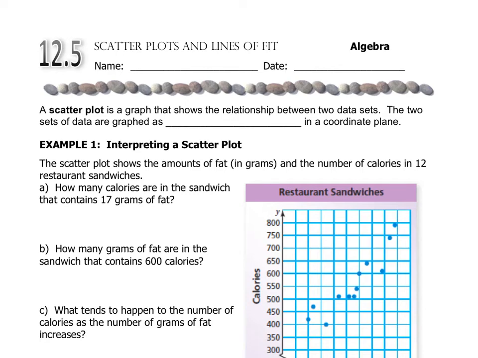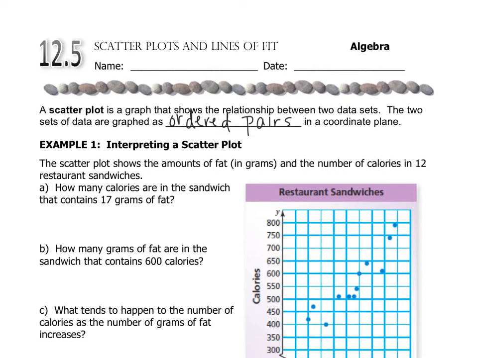One of the main types of graphs that's used in the real world to compare two data sets is called a scatter plot. And the scatter plot is graphed as ordered pairs in the coordinate plane. So first, let's just look at some scatter plots, and then I'll show you something interesting that you can do with scatter plots.